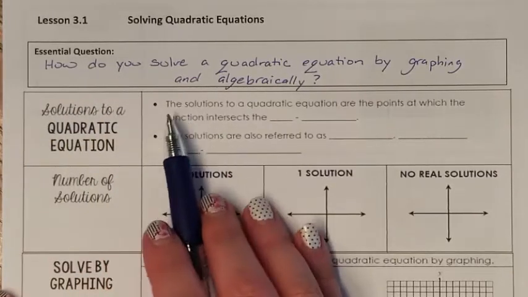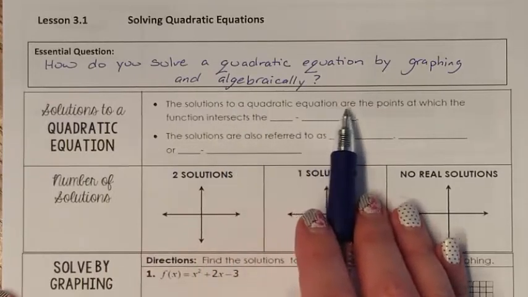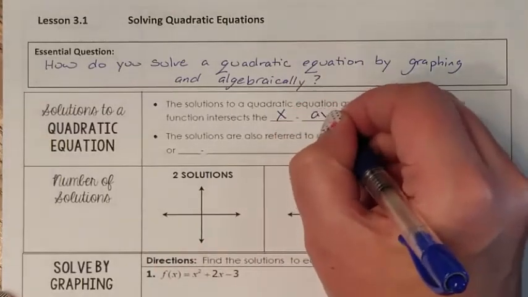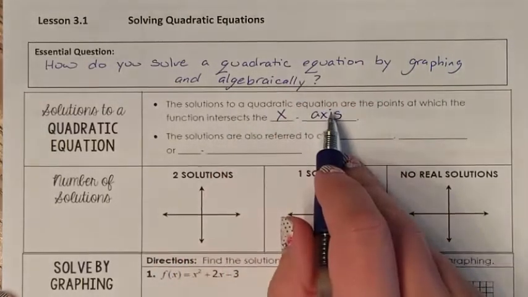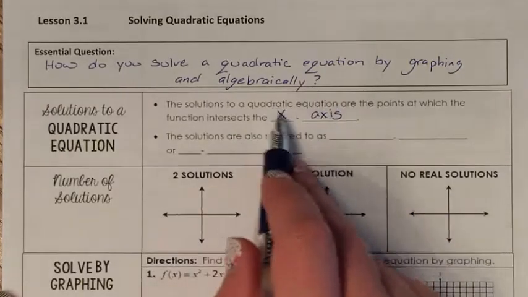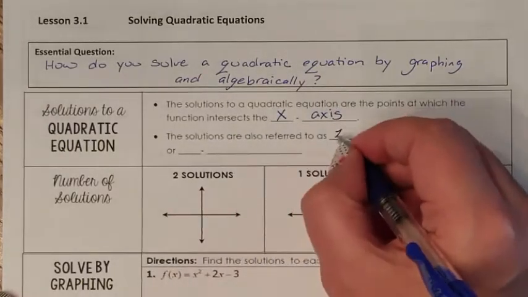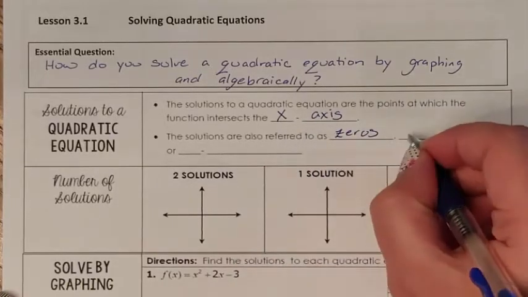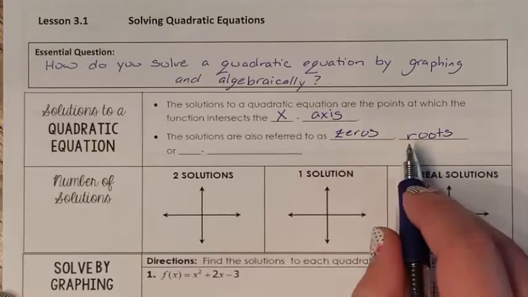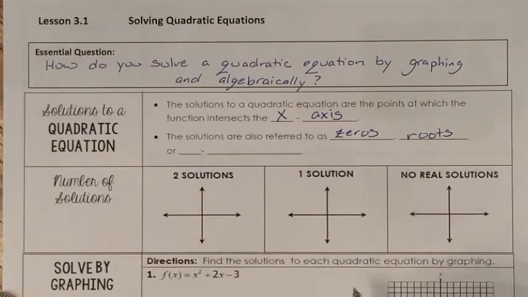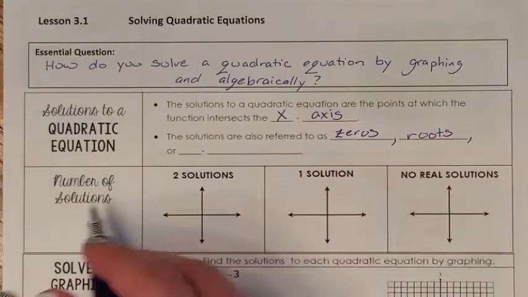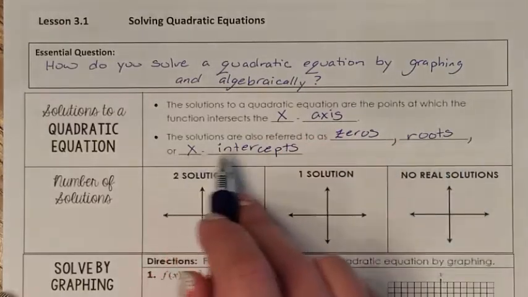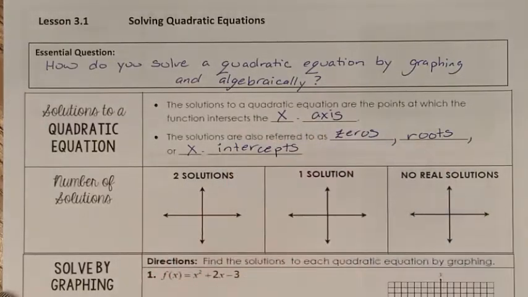What is a solution? The solutions to a quadratic equation are the points at which the function intersects the x-axis. So we are looking for specifically where it crosses the x-axis. This is also known as a zero. If I ask you to find the zeros, I'm asking you where it crosses the x-axis. These are also called roots. So if I ask you to find the roots, you are looking to see where it crosses the x-axis. You are also looking for x-intercepts. All three of these terms are another way to ask, where does it cross the x-axis?